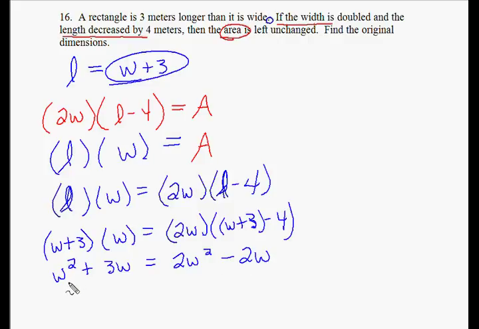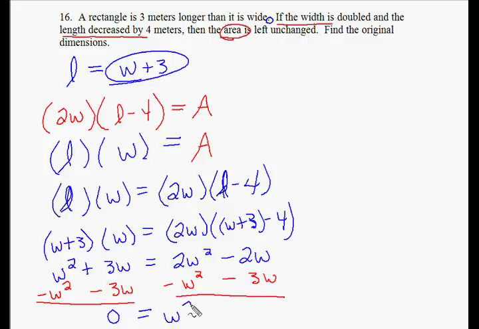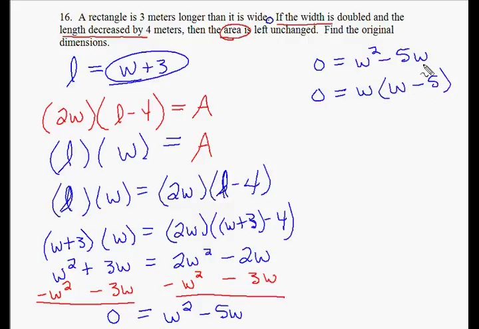And now we can get all our w's on one side of the equation. So if we add a negative w squared and a negative 3w to both sides, we'll have 0 equals w squared minus 5w. Now we can take this equation, 0 equals w squared minus 5w, and try and solve it. My favorite is always factoring, so I'll try that first. Oh, it factors so nicely since we had a common factor in both terms.